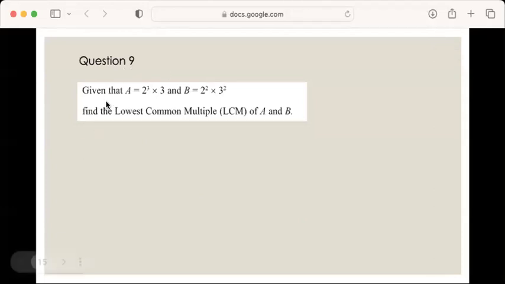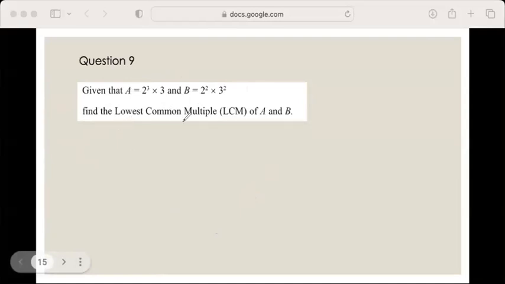Okay, question 9. Please copy this question down and try this question. You are given 2 numbers A and B, and they want you to find the LCM. Right, so please pause the video now. Okay, I think you have given it a try already. So let's see what's your answer.